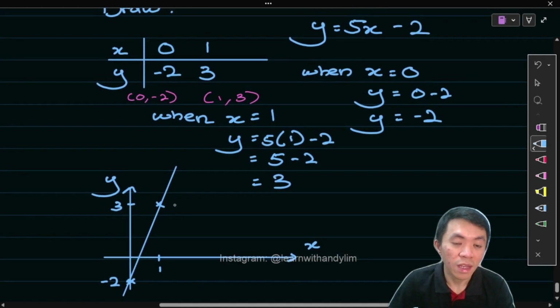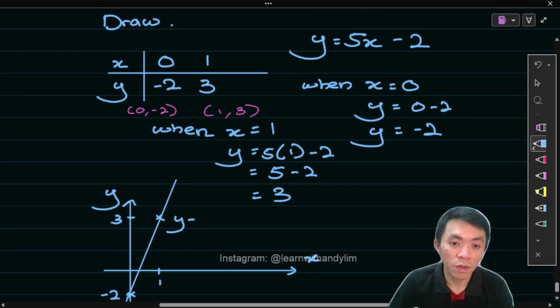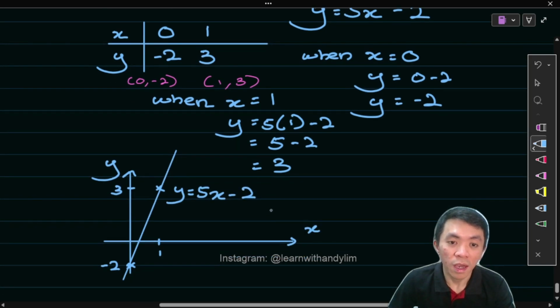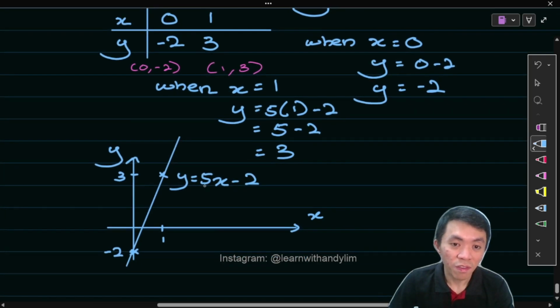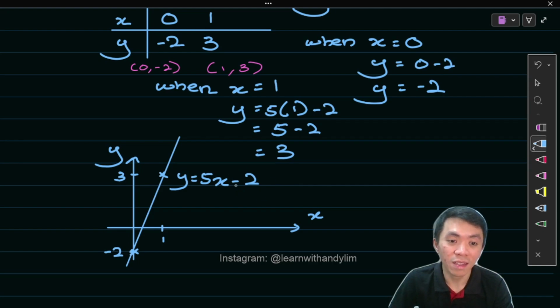There we are. This is my straight line, y equal to 5x minus 2. Do you guys remember what this 5 means? It means the gradient. The negative 2 here means the y-intercept.